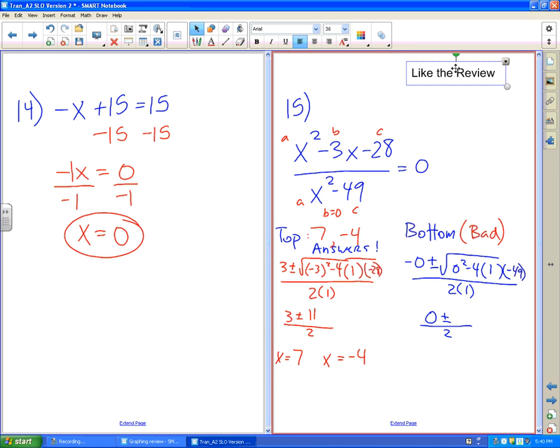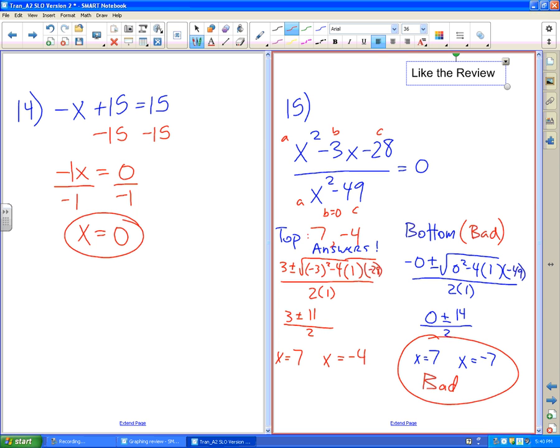So type in that square root, 0 squared minus 4 times 1 times negative 49, because it's 14. 0 plus 14, 0 minus 14 divided by 2. So these are our bad numbers. These are the numbers we have to throw out if we get one of them in our solutions. So that means we have to throw this one out. So my answer to this question is negative 4.